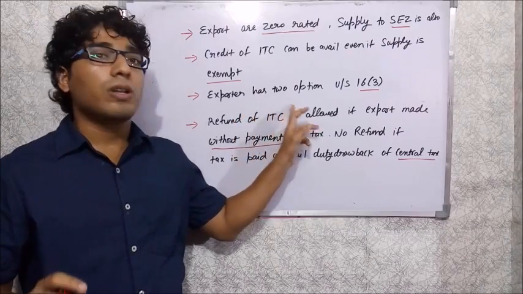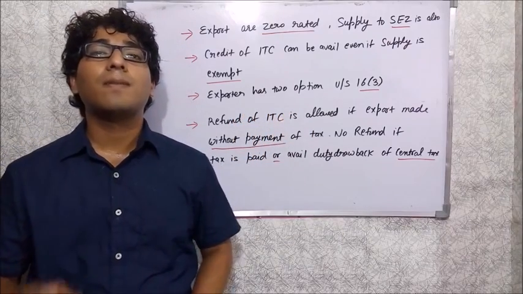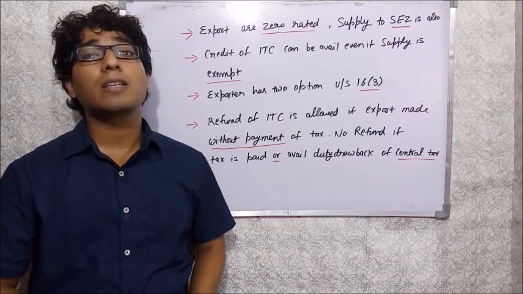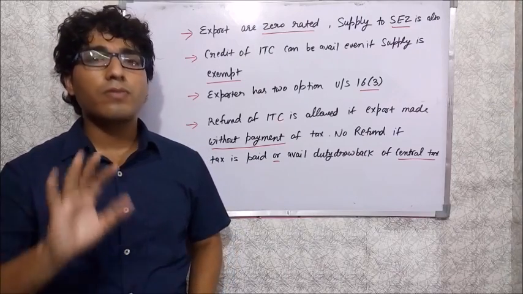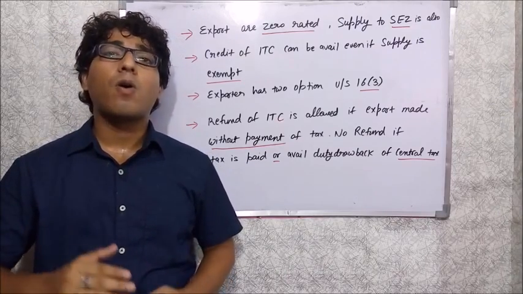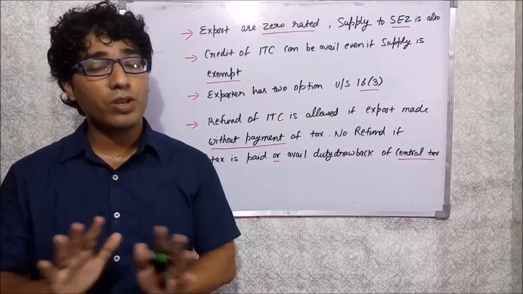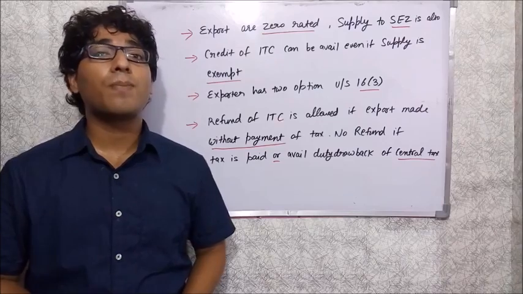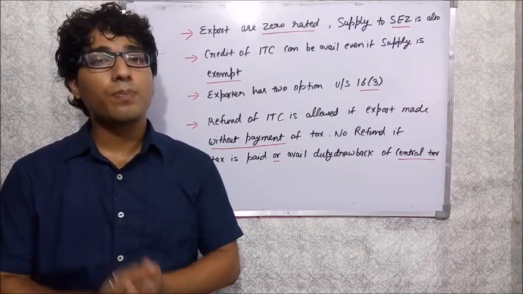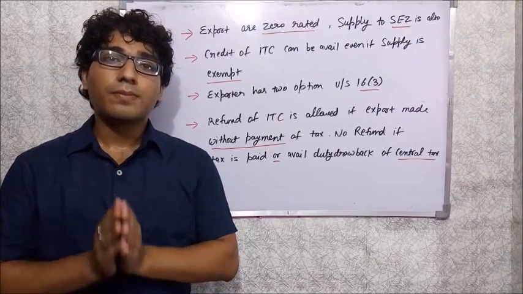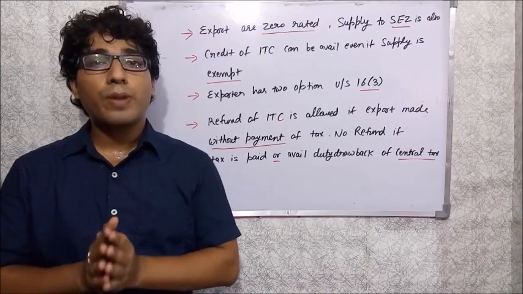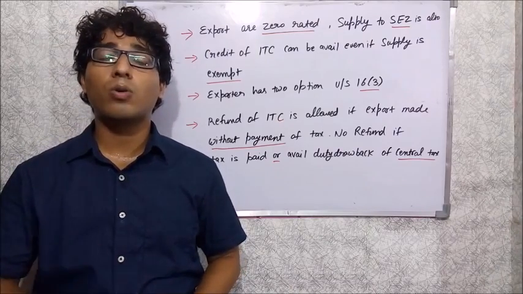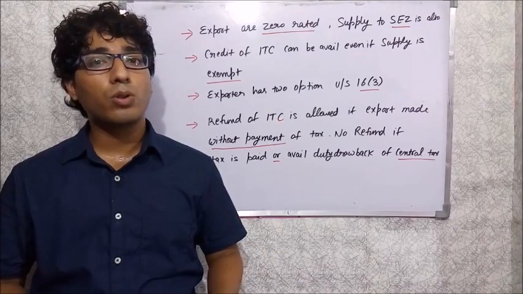And then the exporter has two options under Section 16 subsection 3 to export the goods out of India. We know that export is also a supply, and GST is on the supply of goods or services, so we should pay the tax on it. But because the government wants to make the product cheaper, they want to refund every single tax which you paid on your final product or on the inputs used.